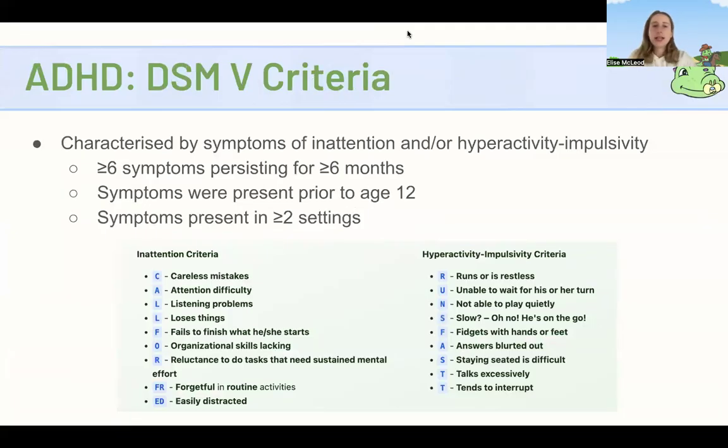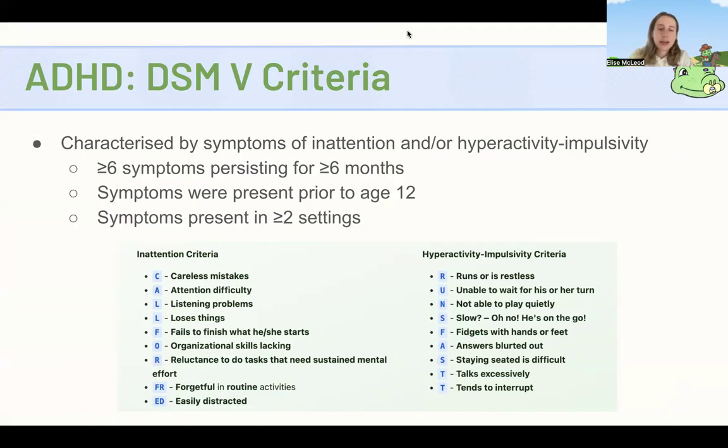Again, we've got the DSM-5 criteria, and some really good mnemonics are "call for Fred" for the inattention, and then for the hyperactivity, impulsivity, "run fast." And I won't go through these symptoms because they're on the screen, but you need more than 6 symptoms for more than 6 months, with these symptoms present prior to age 12, although it can be diagnosed after.